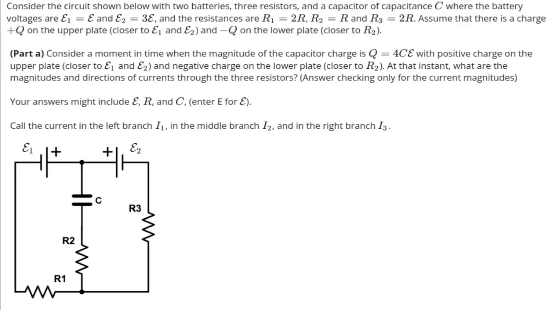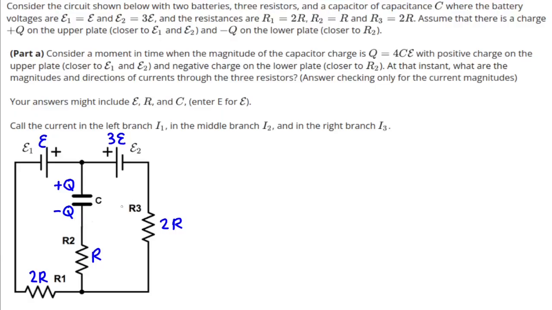Consider the circuit below with two batteries and a capacitor of capacitance C, where the battery voltages are epsilon and 3 epsilon, and the resistances are 2R, R, and 2R. And assume there's a positive charge on the upper plate of the capacitor and a negative charge on the lower plate.